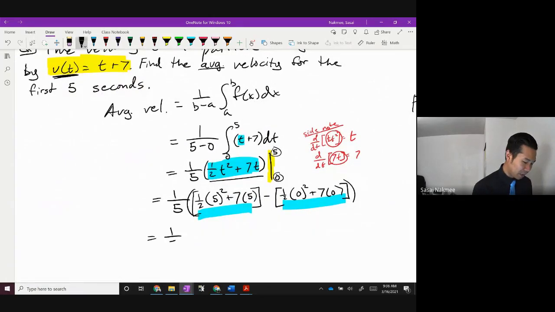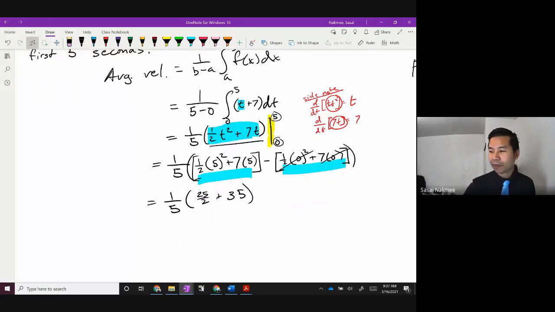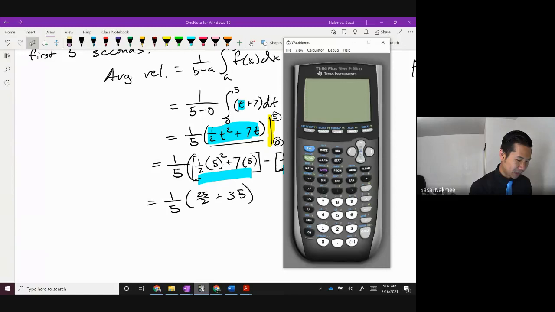This is going to be 1/5. Right over here, I'm going to have 5 squared is 25 over 2, plus 7 times 5, which is going to be 35. This whole thing with the 0 is going to go to 0, minus 0, so that's going to go away. So I just have to add these two together and divide by 5. Let's plug this into my calculator. I'm too lazy this morning to do this calculation. Maybe some of you guys already have it when I was rambling there.